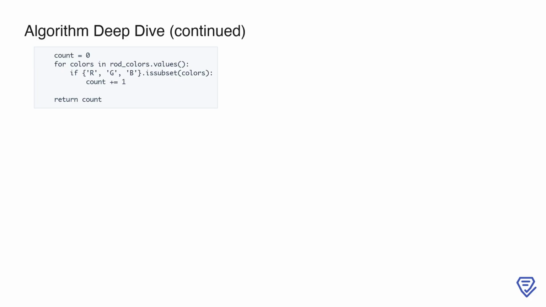Finally, we iterate over the dictionary to count the rods that contain all three colors using a subset check. If the set R, G, B is a subset of a rod's colors, we increment the count. The count is returned as the solution. This structured approach ensures clarity and correctness, solving the problem efficiently while handling edge cases seamlessly.